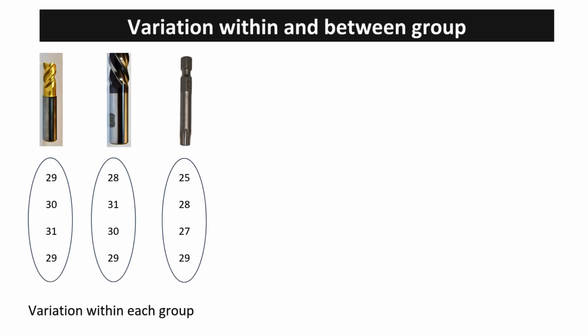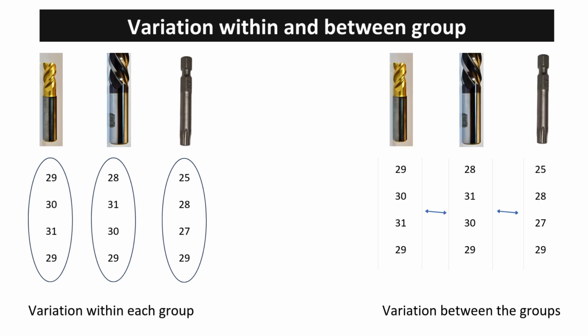Variation within each group refers to the differences or variability among the data points within each individual group. For example, in the first group, the values are 29, 30, and 31, showing some variation within that group. Variation between groups refers to the differences or variability in the mean values across the different groups. For example, the mean values for the three groups are 29.75, 29.5, and 27.25, indicating there is some variation between the groups.